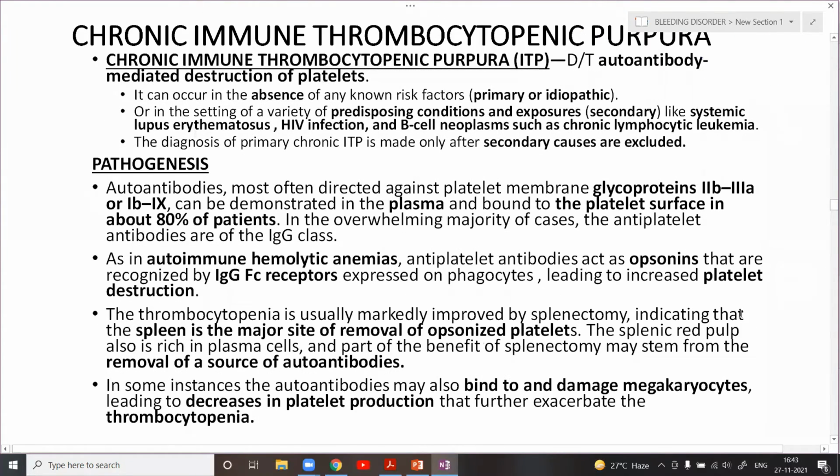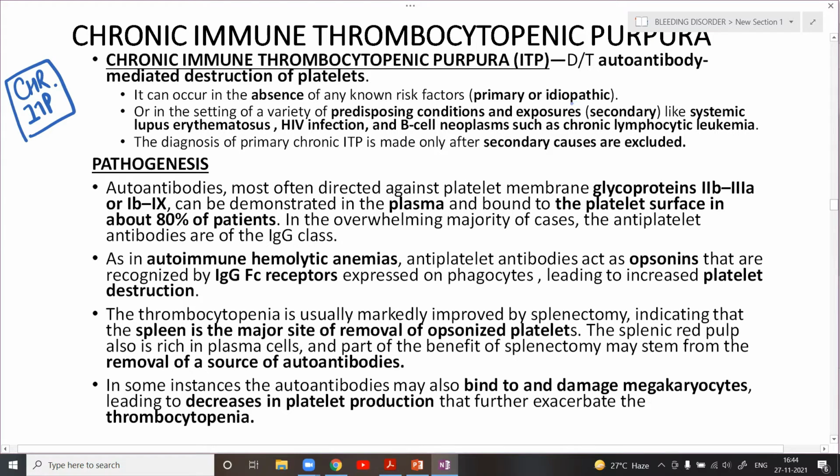There are lots of questions asked on this, and I will show you a lot of images also over here. So please pay attention. So chronic ITP, let us try and understand chronic ITP.